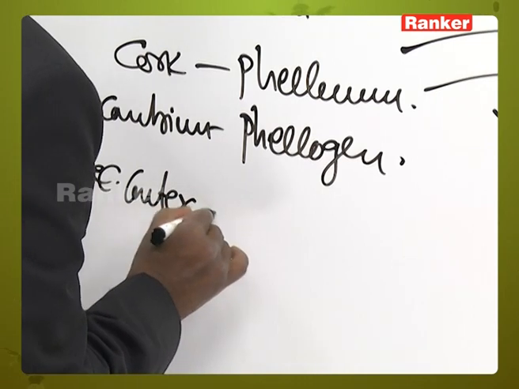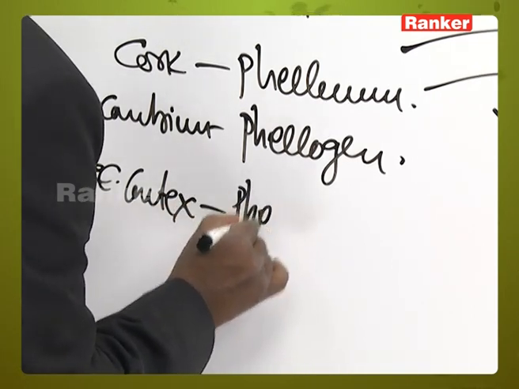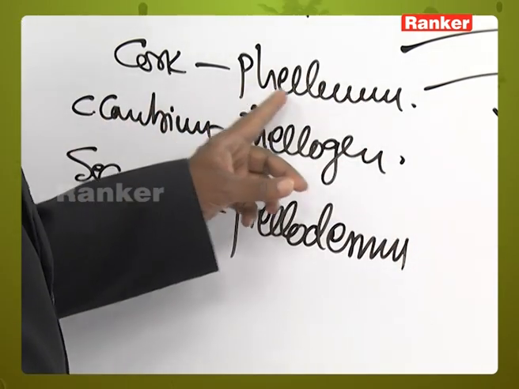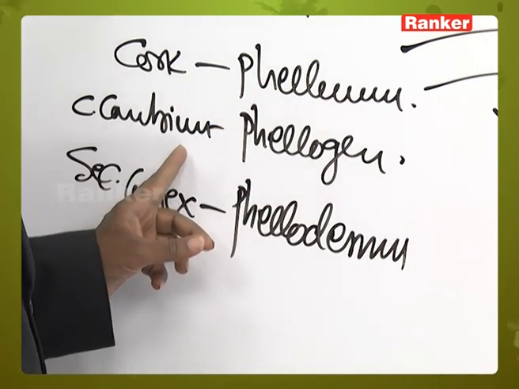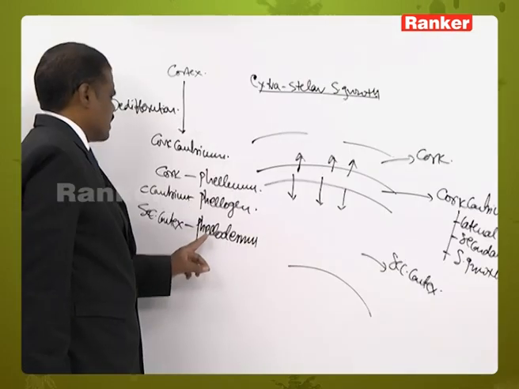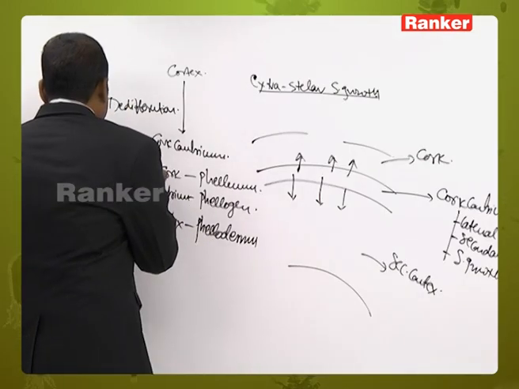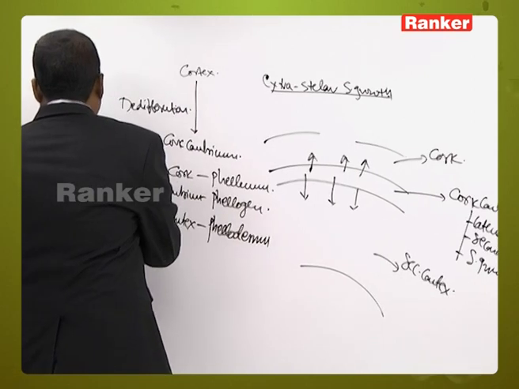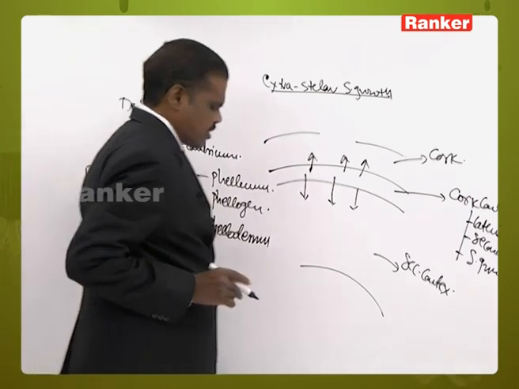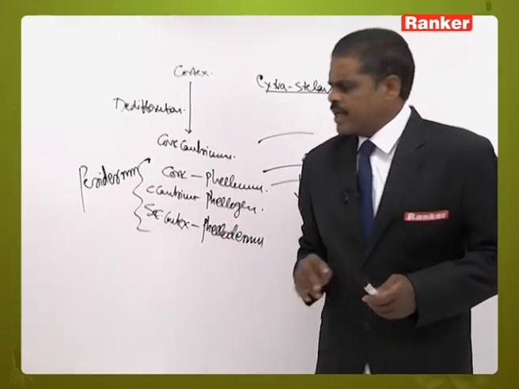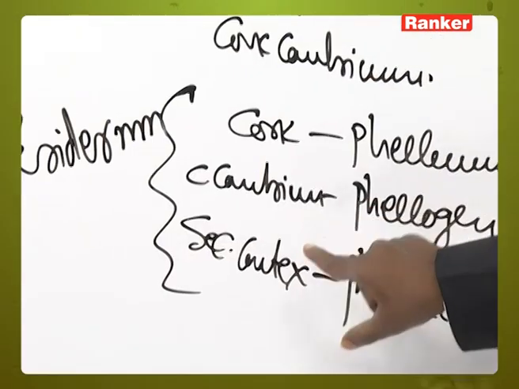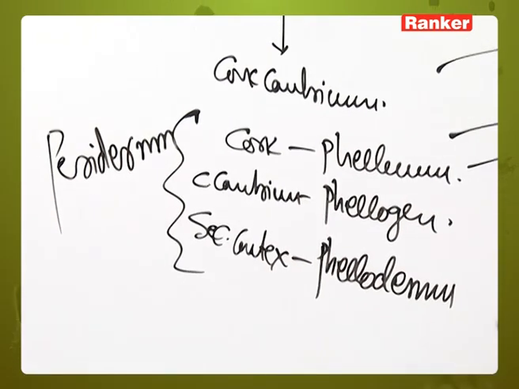Secondary cortex is also called phelloderm. Cork is called phellem, cork cambium is called phellogen, and secondary cortex is called phelloderm. All together, these three are called periderm. Periderm is formed by cork, cork cambium, and secondary cortex.